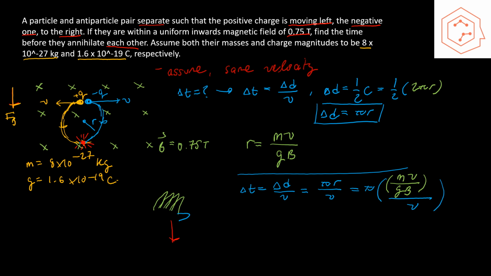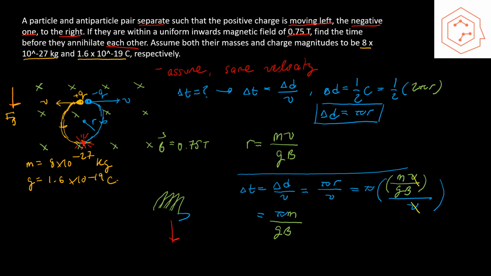So it turns out in this question, these two velocities cancel out, and we do not need the velocity. The time is not velocity dependent. So we have our time is equal to pi times the mass of the particles, which is the same, divided by their charges and multiplied by the magnitude of the field.